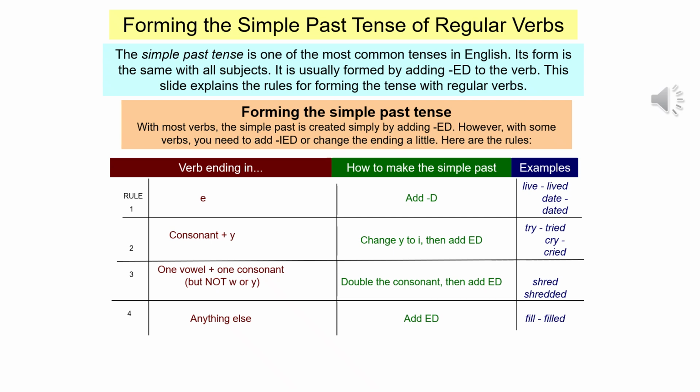Rule 4. Anything else. In other words, the verb ending in anything but rules 1, 2, and 3. Add ed. That's how you make the simple past, by adding ed. An example, fill is filled.